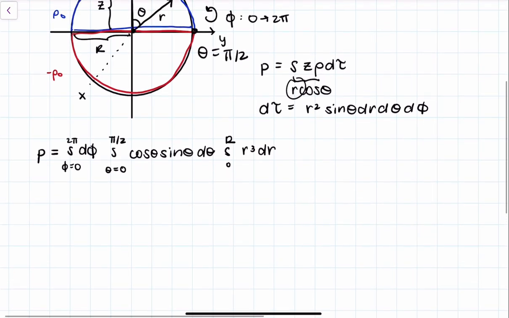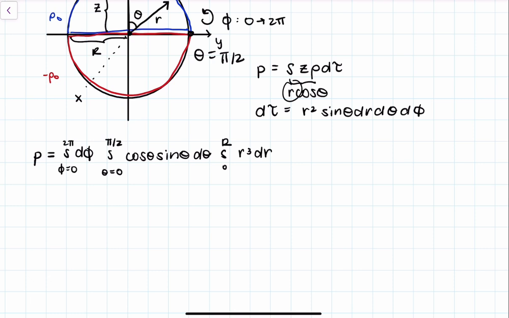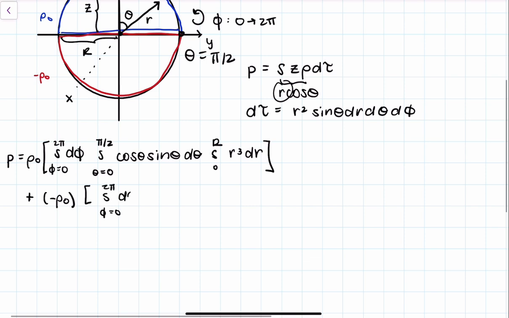And let's not forget that we also need to include the charge density. I'm going to write it at the beginning because it's a constant, so it's getting multiplied by this whole thing. So that's for the northern hemisphere. Now we want to add the southern hemisphere, with the negative density. This looks exactly the same, except one thing: for the southern hemisphere, we go from theta equals pi over 2 to theta equals pi.